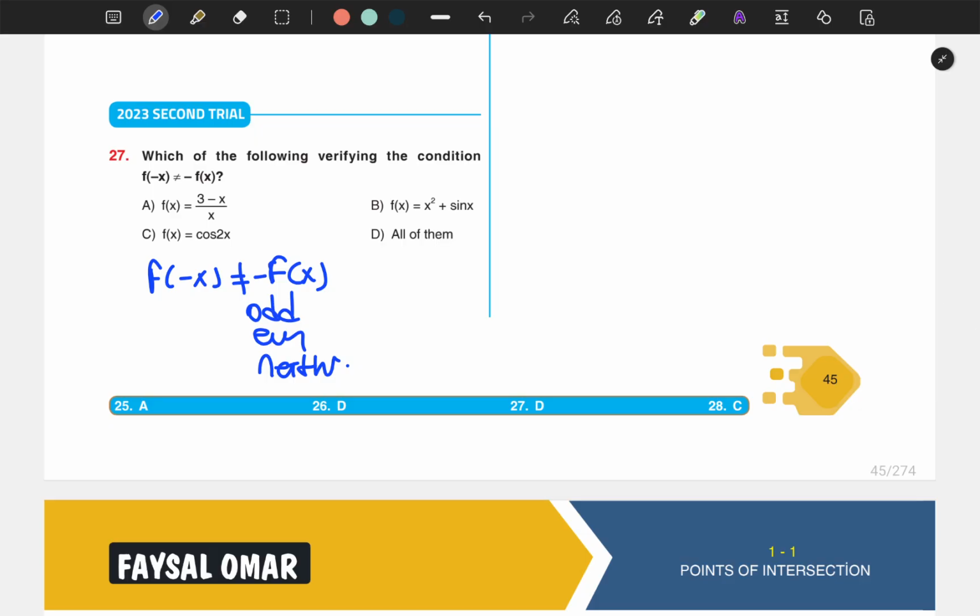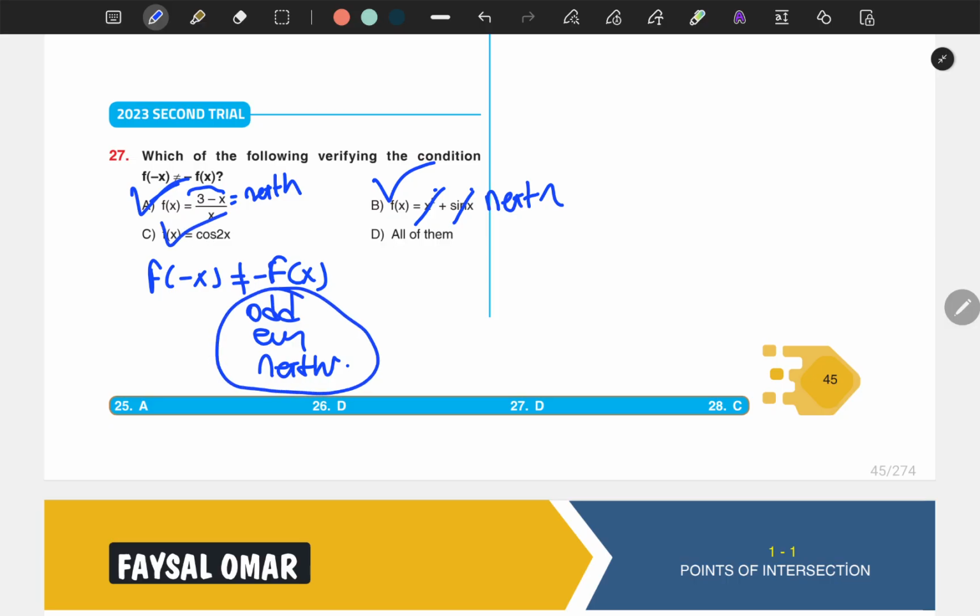Look at here. This one, the upper part is even and odd together, isn't it? Which is neither. Yes, possible. X squared is even, sin x is odd. Even and odd together will be neither. Yes, this one is also possible. Cosine 2x, is cosine 2x even? Yes. So those three of them will be my answer. If I have an odd, an even, or a neither, all three of them will be my answer. He said that all of them are the correct option.